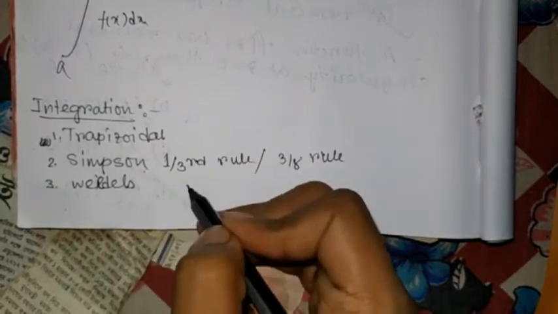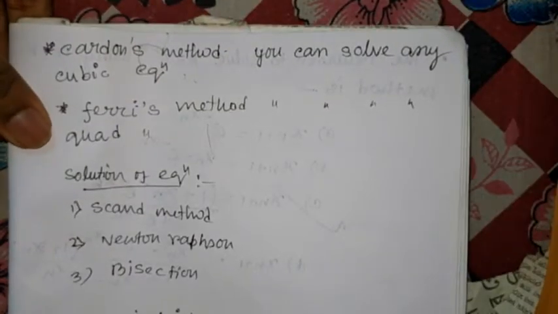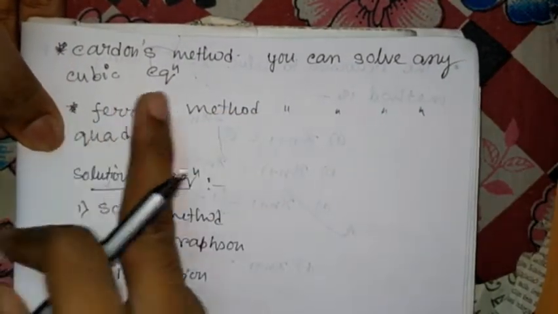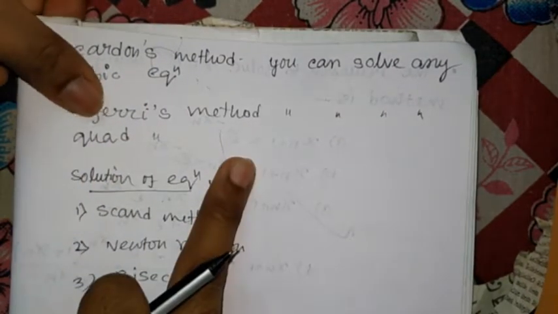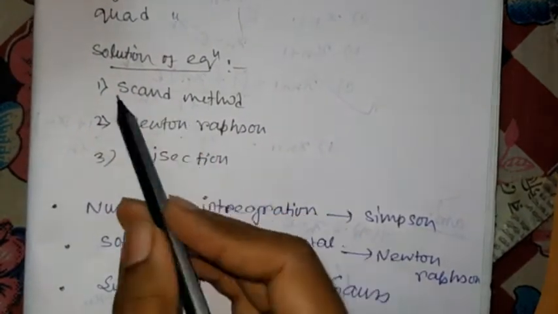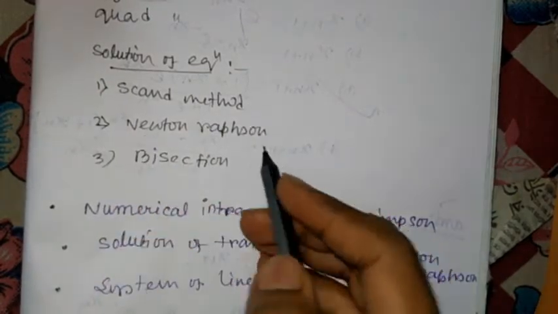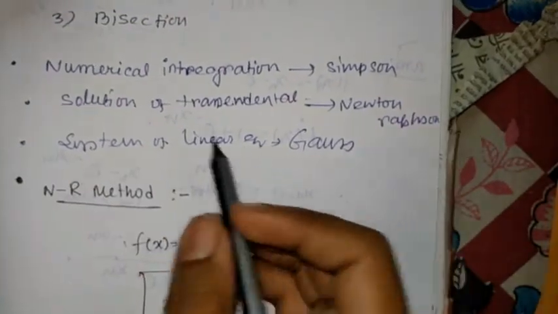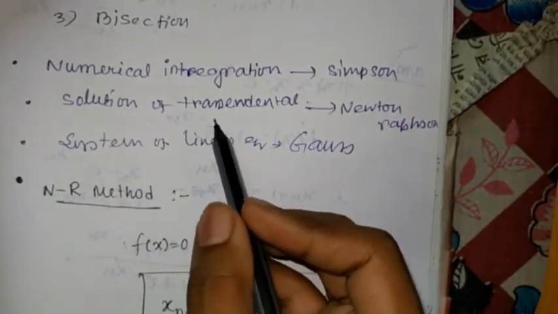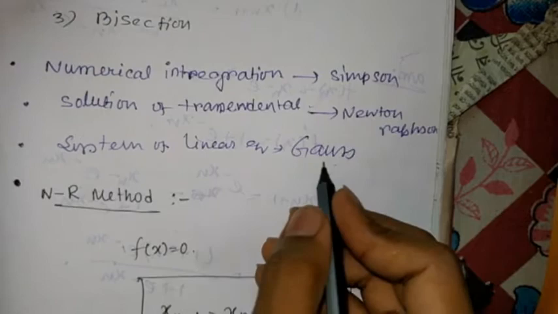Now in integration we have the trapezoidal rule, Simpson's 1/3 rule or 3/8 rule. Cardano's method can solve any cubic equation. Ferrari's method can solve any quartic equation. Solution of equations can be done in three types: first is the secant method, Newton-Raphson, and bisection. Numerical integration: Simpson. Solution of transcendental equations: Newton-Raphson. System of linear equations: Gauss.